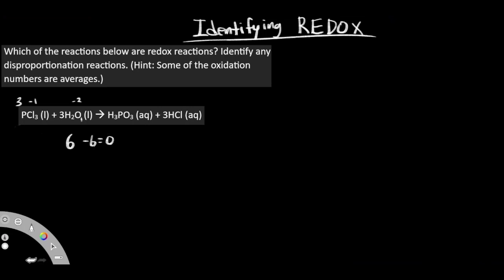So how do we get that 6? Well, we have 2 over here. 2 times what times 3 will give you 6? Obviously a 1. Okay, so 2 times 1 gives you 2, times 3 gives you 6. So 1 here would be the oxidation number.